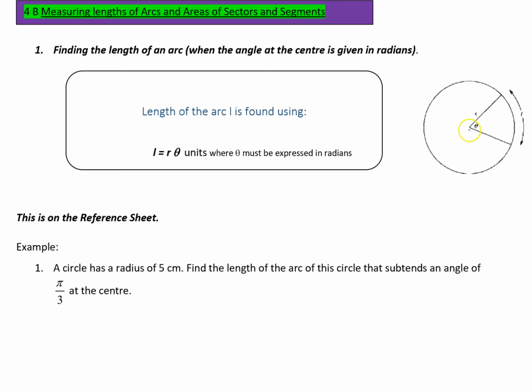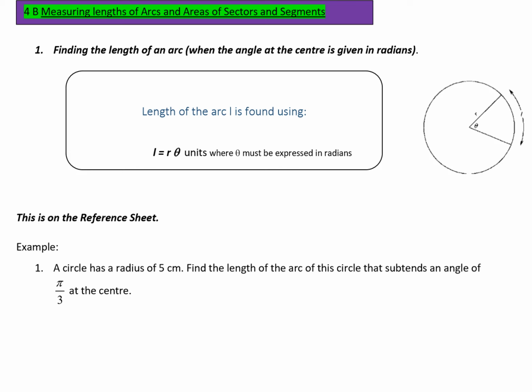An arc is formed by an angle at the centre. A sector is formed also by an angle at the centre, and the same with a segment. If that angle is measured in radians, we can use these formulas. And of course, if the angle is not given in radians, then we convert from degrees to radians and then use the formula.